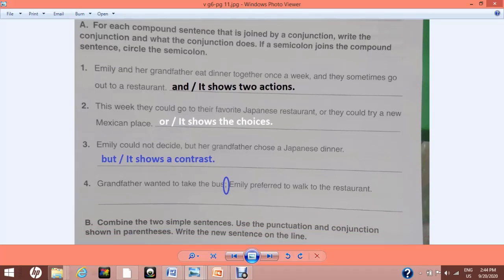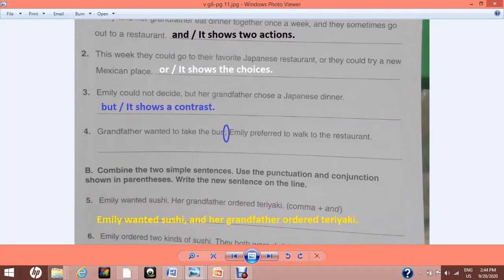Number two, this week they could go to their favorite Japanese restaurant, or they could try a new Mexican place. Now in this sentence the conjunction is or. This conjunction or shows the choices. Number three, Emily couldn't decide but her grandfather chose a Japanese dinner. Now here the conjunction is but, it shows a contrast.